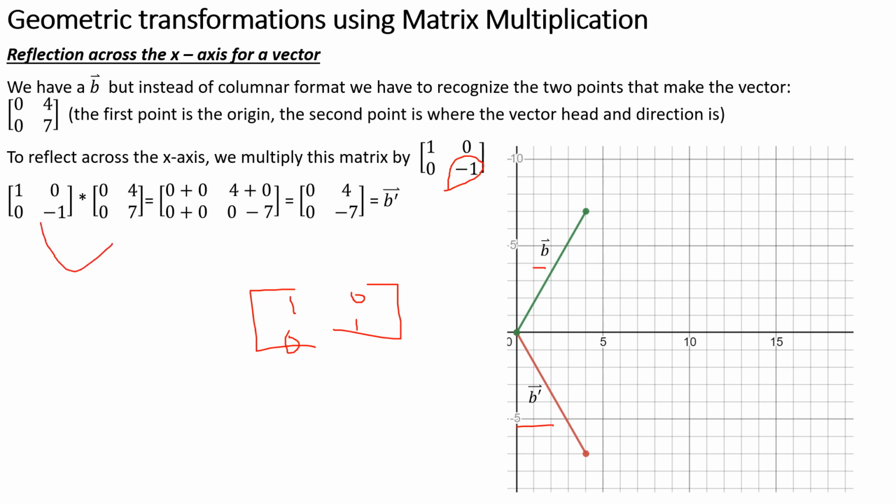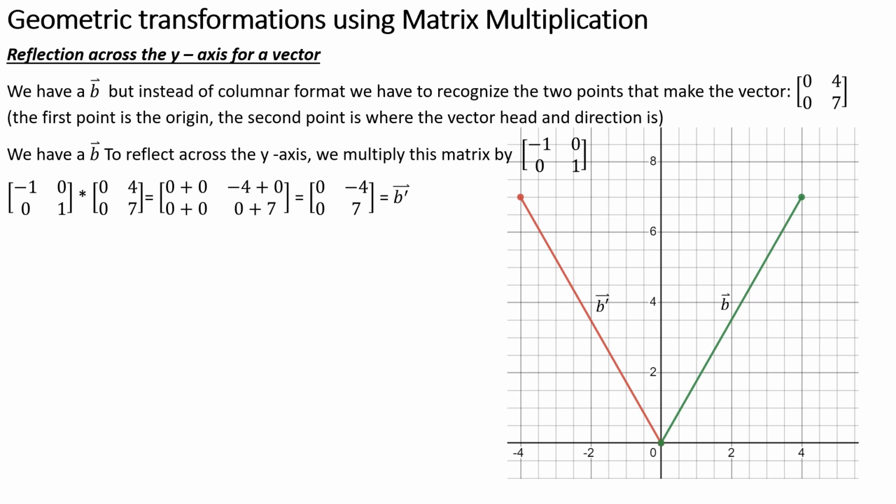Now when I multiply this all out, I get this right here. This -1 brings it across the x-axis. It reflects it, gives me the conjugate. So this is a reflection made across the x-axis matrix identity.